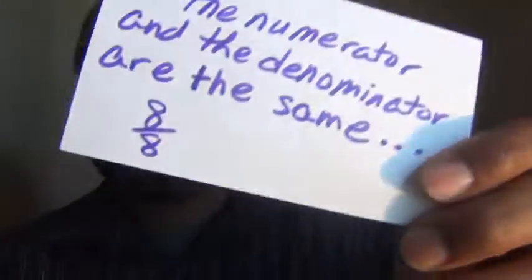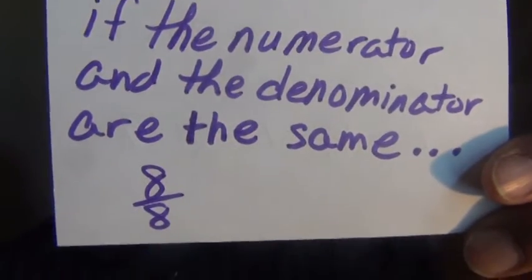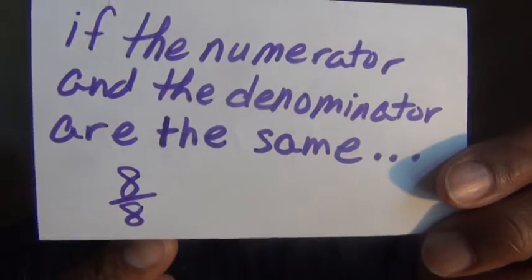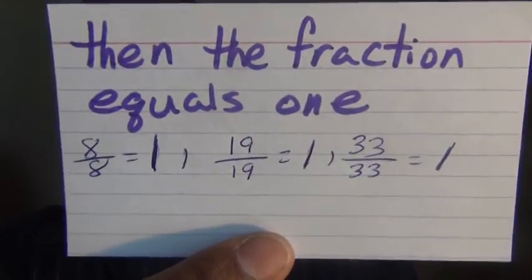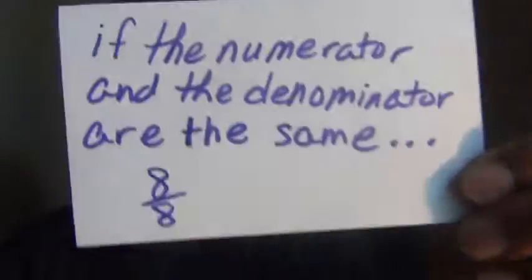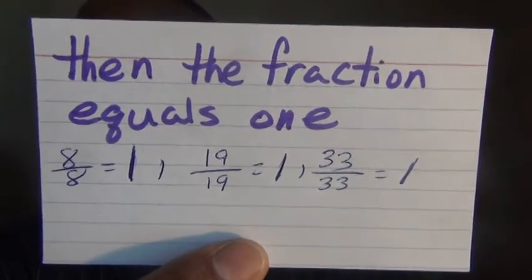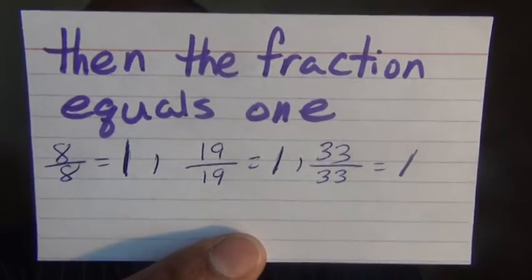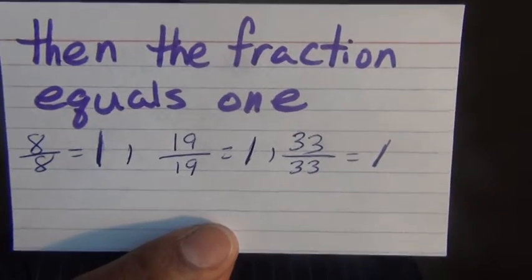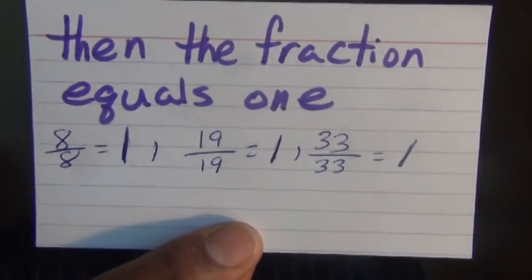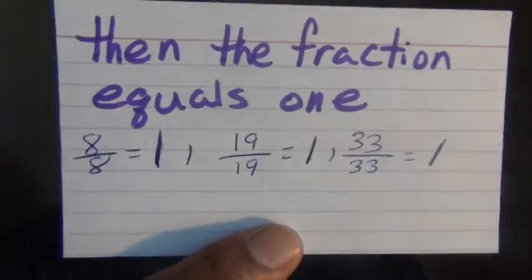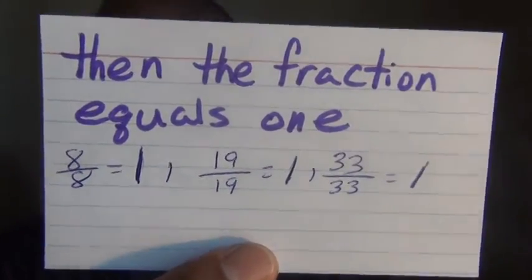If the numerator and the denominator are the same, like in this one, 8/8, then the value of the fraction is 1. 8/8 equals 1. 19 over 19 equals 1. 33 over 33 equals 1. So a number over itself equals 1.